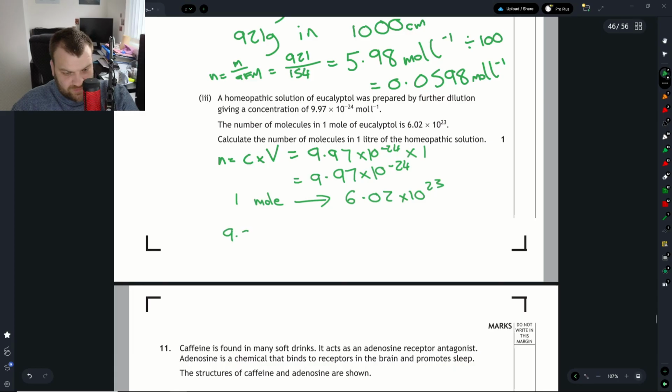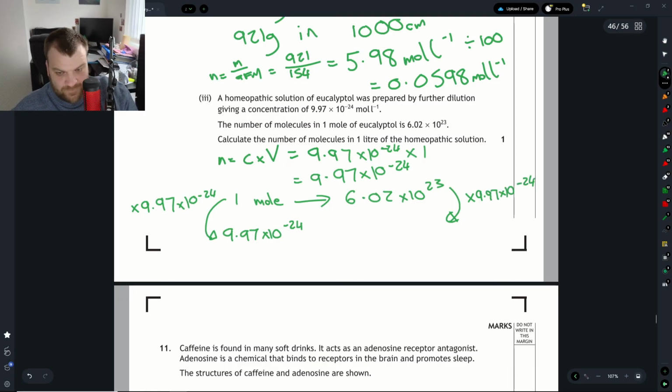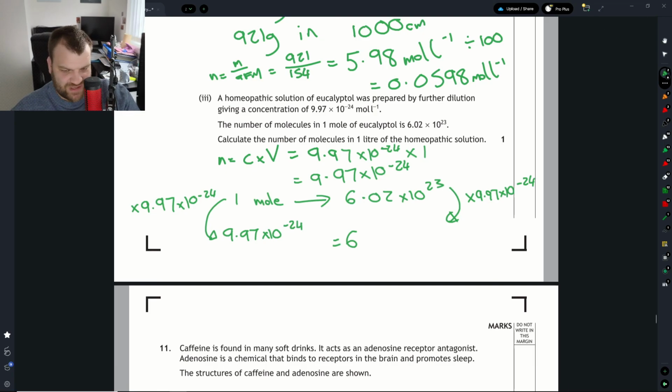And we want 9.97 times 10 to the minus 24 moles. To go from 1 to any number, you want to times by that number. So times by 9.97 times 10 to the minus 24, and I should just have to do the same on the other side. That gives us 6.00194, so 6 molecules. Again, it seems like a really rounded number. That looks about right. We've got quite a low concentration, so it would make sense that the number of molecules is quite low as well.